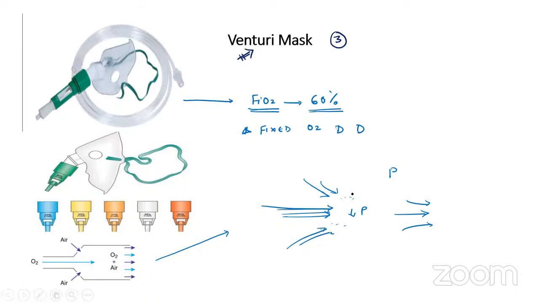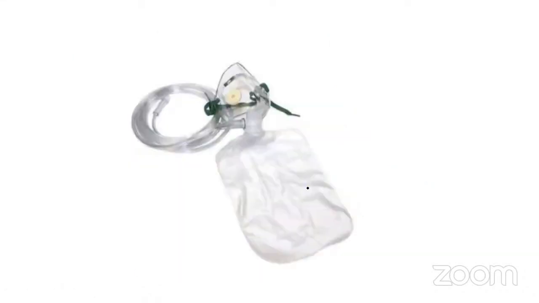This provides the peak flow required for the patient. Next one. This is last year's INICET and NEET question. What is this? Identify this. You know this is a Hudson mask onto which you have attached a reservoir bag.